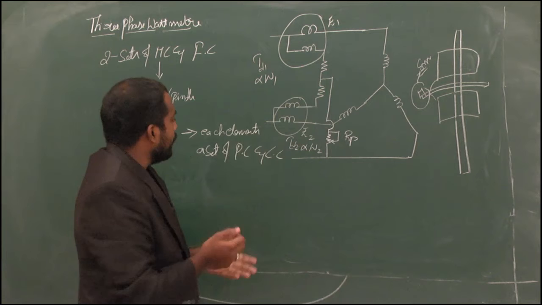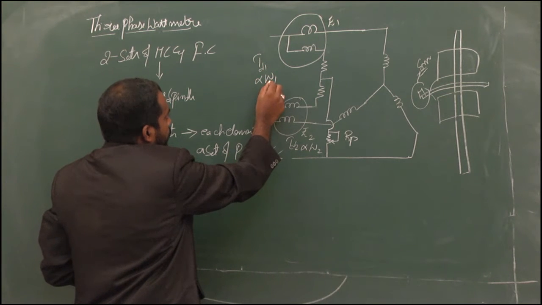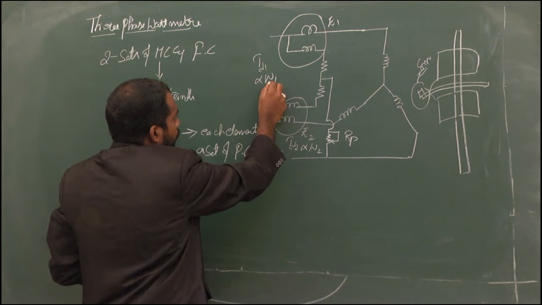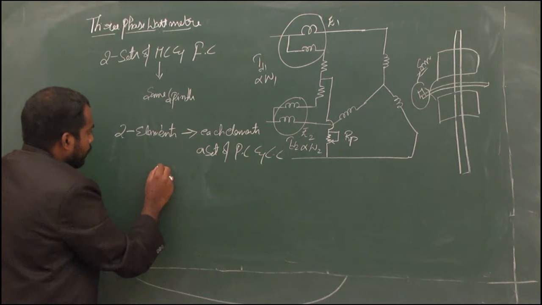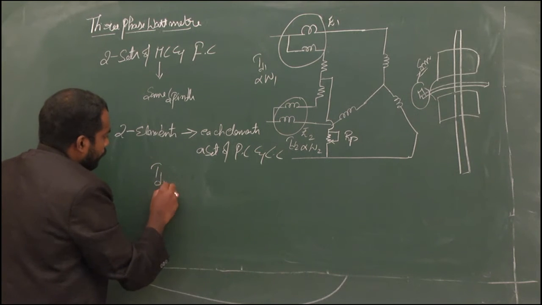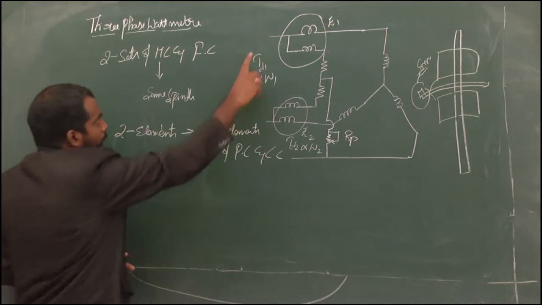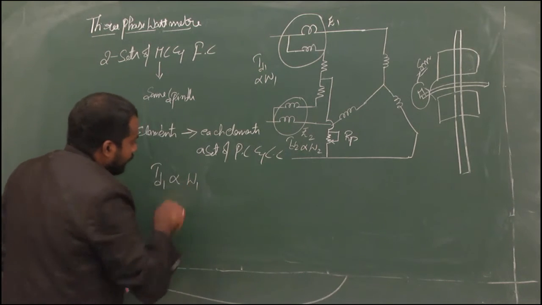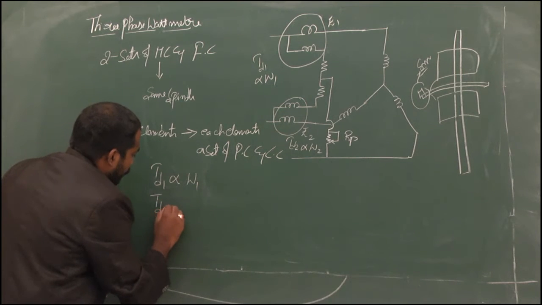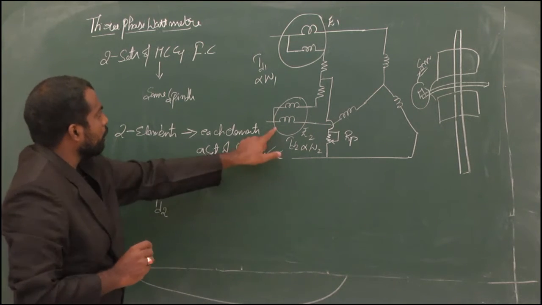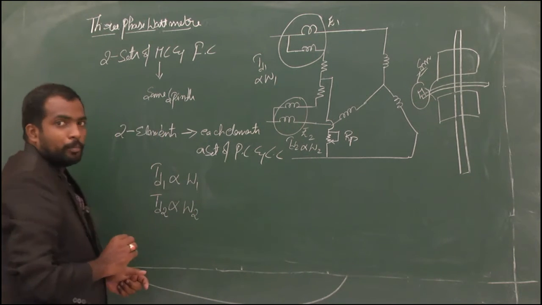Right? So as we have studied, the net deflecting torque produced by each element is proportional to the net power measured in each element. So what can we write now? The net deflecting torque in element 1 is proportional to the net power measured by that element. So what's the net power measured by that element? It is nothing but W1. In a similar way, the net deflecting torque produced by element 2 is proportional to the power measured by that element, which is nothing but W2.